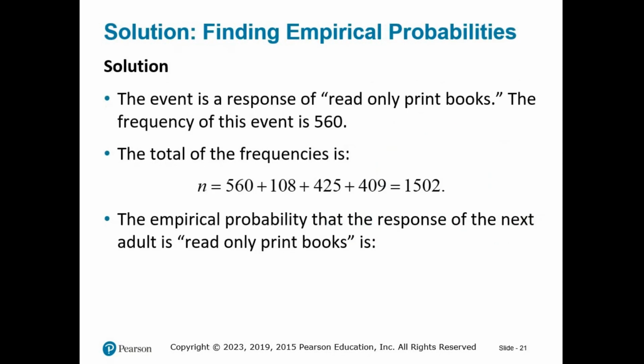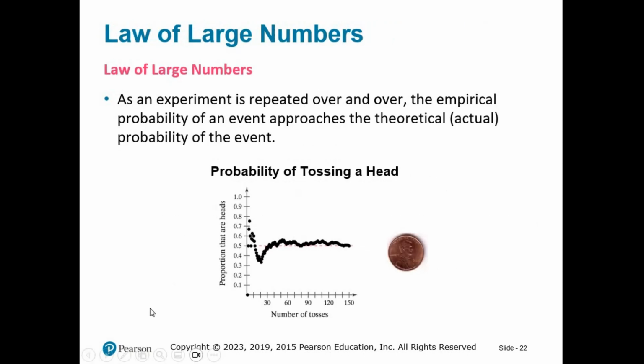The event is a response of read only print books. The frequency of this event is 560. The total of the frequencies is all the frequencies added together, which is 1502. The empirical probability that the response of the next adult is read-only print books is 560 divided by 1502, which is about 0.373.